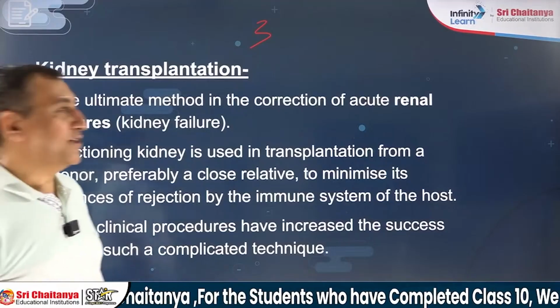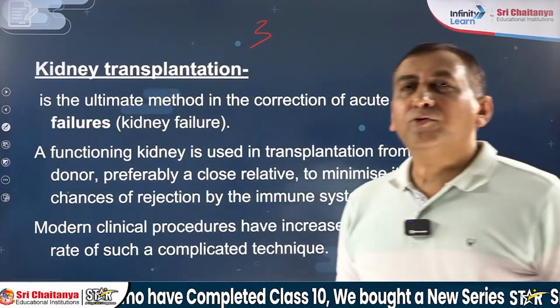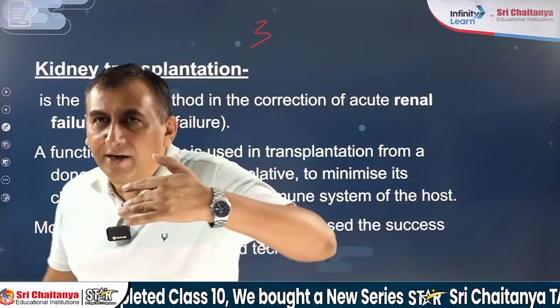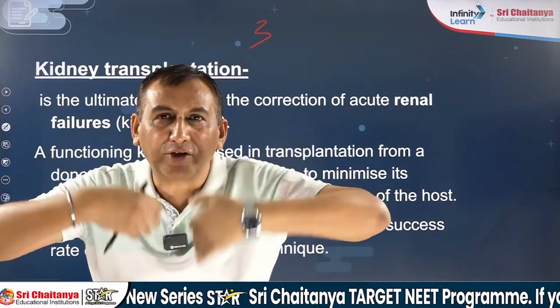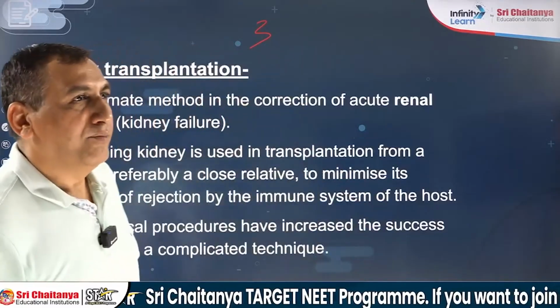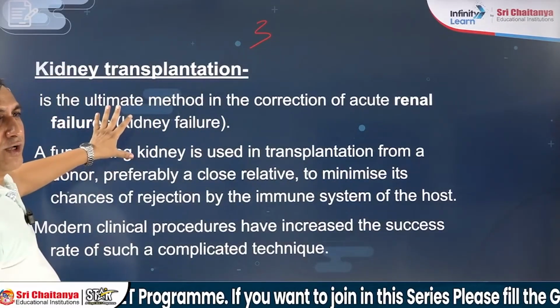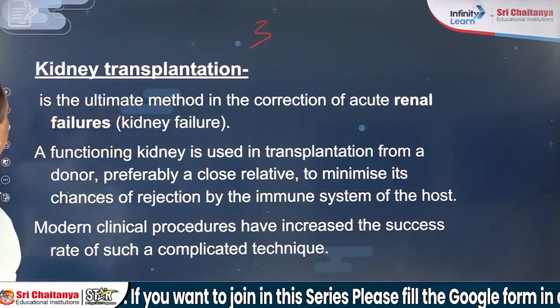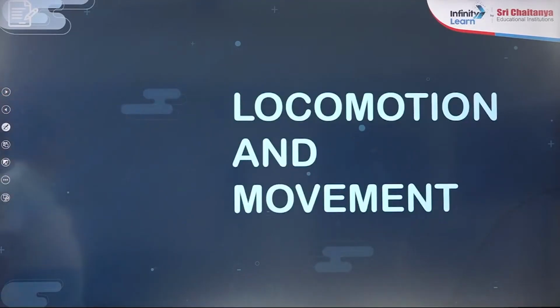This process is known as hemodialysis. Dikshita has written hemodialysis is different. Hemodialysis means initially we try to remove the urea from our body. But when that process is not sufficient, we go for kidney transplantation. Okay, so this is the one.